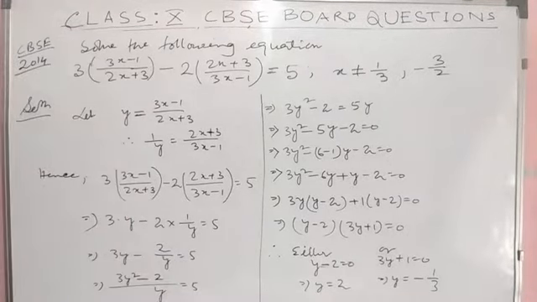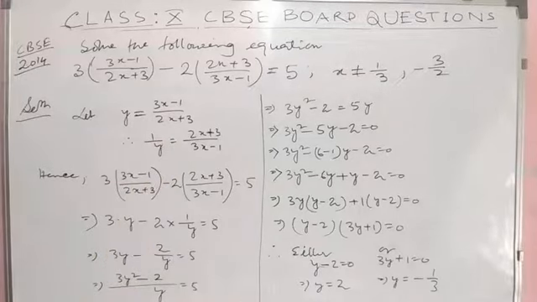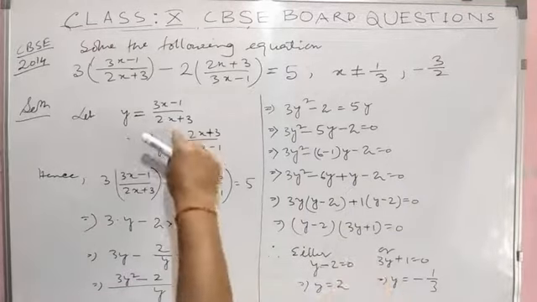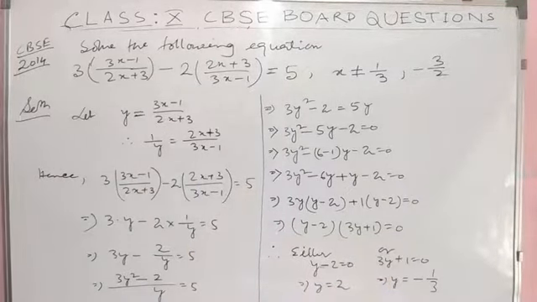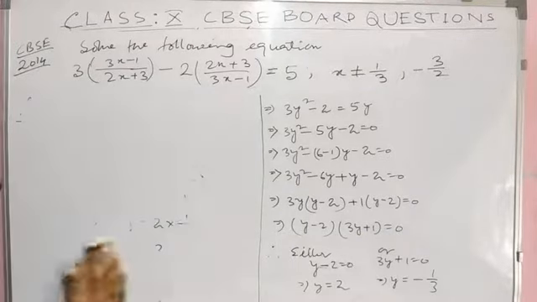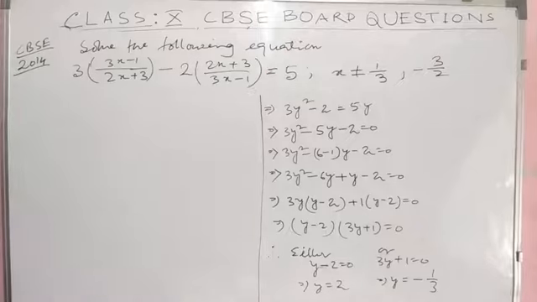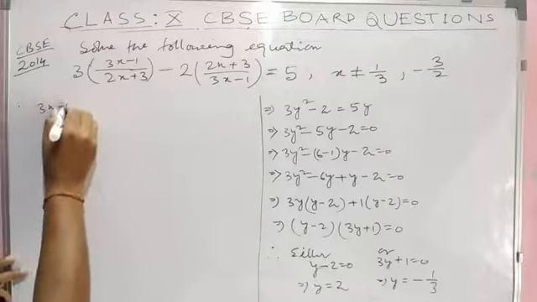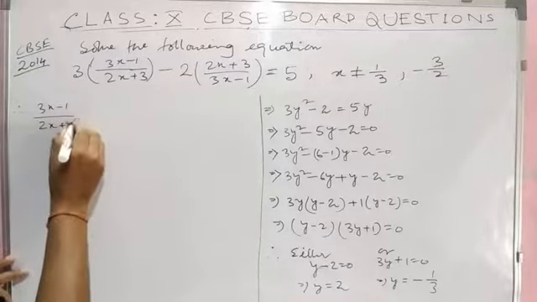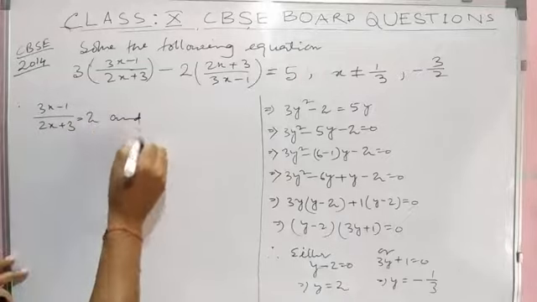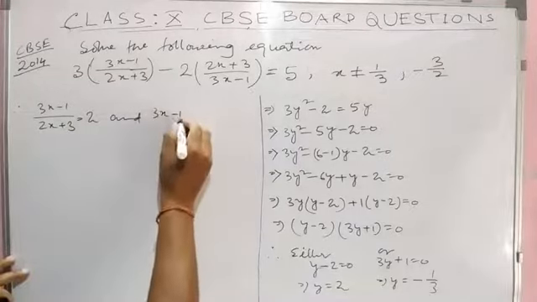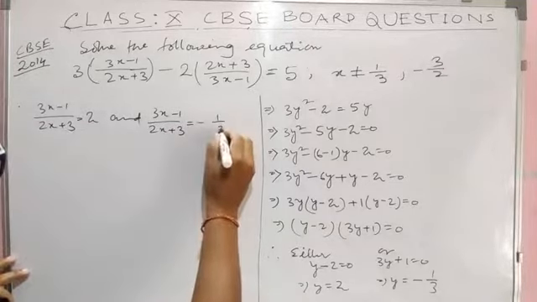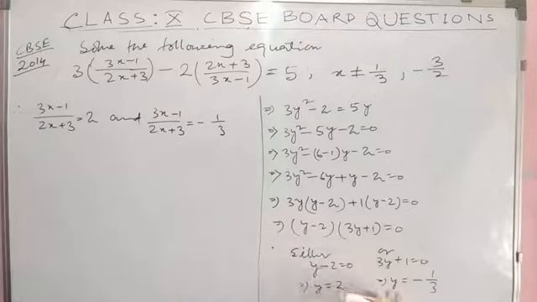But we need to find out the value of x. So in place of y, we will write down this. Here also we will write down this. Again we will calculate. Let us see. Therefore, y means (3x minus 1) by (2x plus 3) equal to 2, and (3x minus 1) by (2x plus 3) equal to minus 1 by 3. Y means this one, again y means this one I am writing.